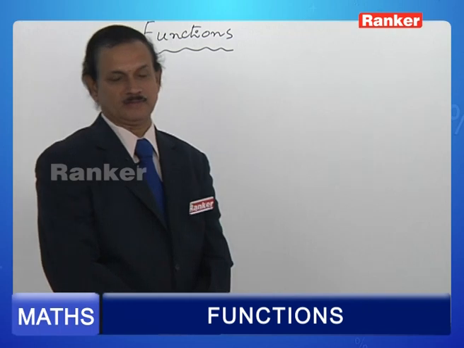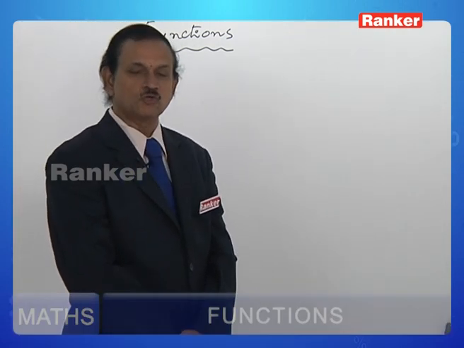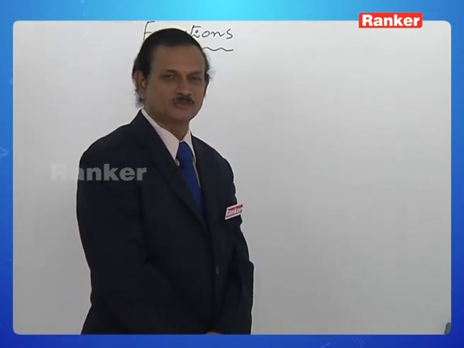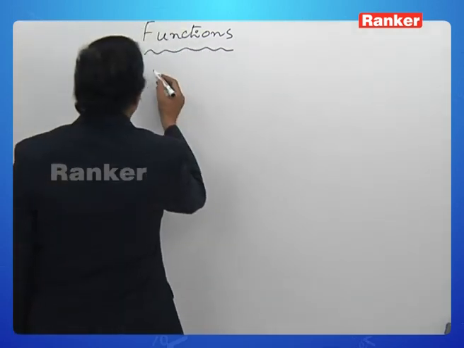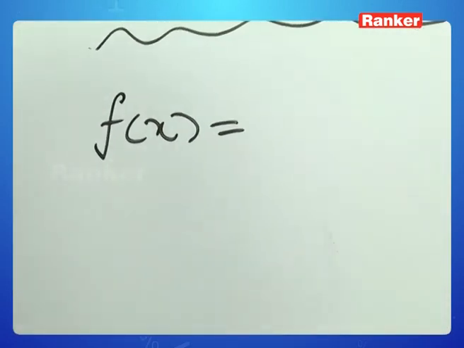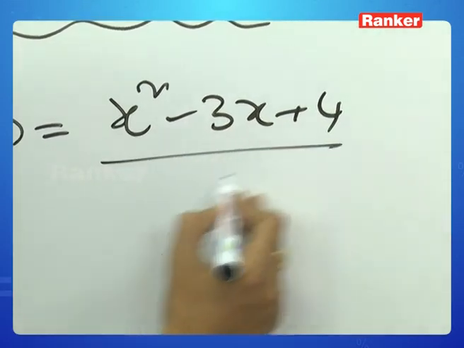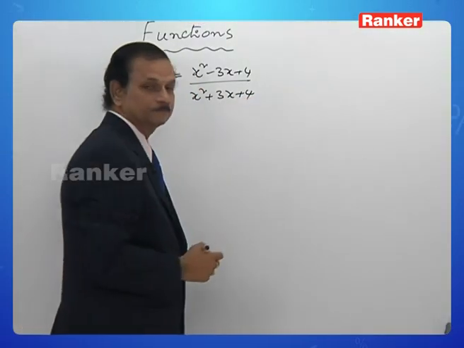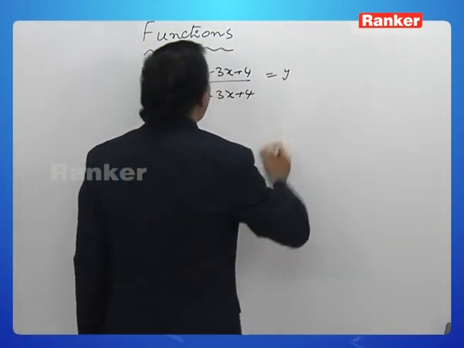What is the range of f of x? Actually speaking, it is comprised of two quadratic expressions. By clubbing those two quadratic expressions, we are supposed to have its range. The function given actually is f of x is equal to x square minus 3x plus 4 by x square plus 3x plus 4. We are supposed to have the range. Let us call it some y.